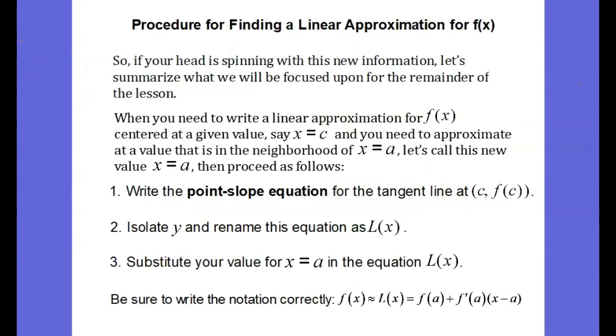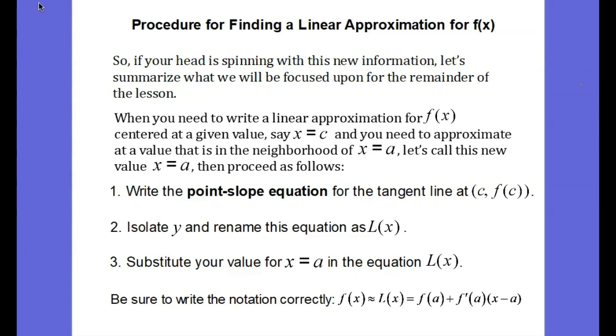Okay, so let's look at a procedure for finding a linear approximation for f of x. So when you need to write a linear approximation for f of x centered at a given value, say x equals c, and you need to approximate at a value in the neighborhood of x equals a, let's call this new value x equals a, proceed as follows. First, write the point slope equation for the tangent line at the point c, comma f of c. Then isolate y. Rename this equation as L of x.